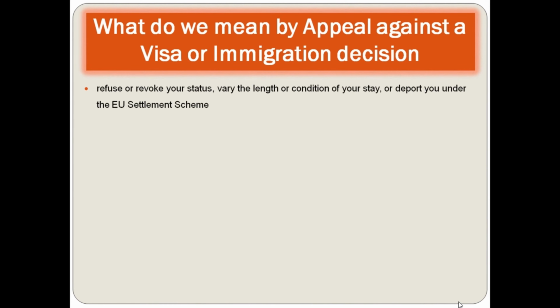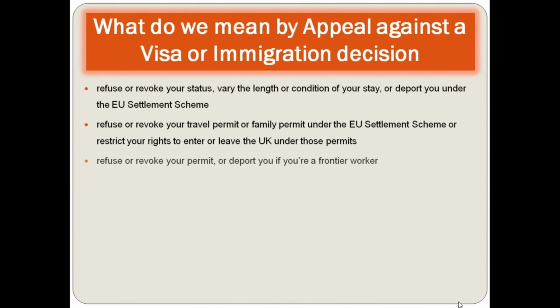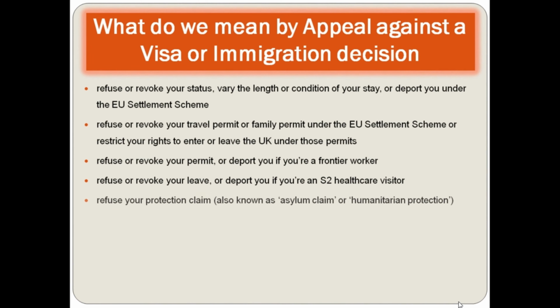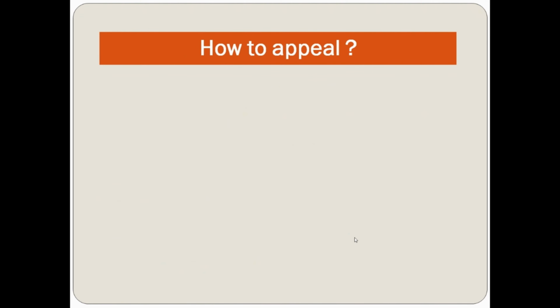vary the length or condition of your stay, or deport you under the EU Settlement Scheme; refuse or revoke your travel permit or family permit under the EU Settlement Scheme, or restrict your right to enter or leave the UK under those permits; refuse or revoke your permit or deport you if you are a frontier worker; refuse or revoke your leave or deport you if you are an S2 healthcare visitor; refuse your protection claim, revoke your protection status, refuse your human rights claim, refuse you a residence document or deport you under the Immigration Regulations 2016, or revoke your British citizenship. In this section, we will discuss how to make an appeal.